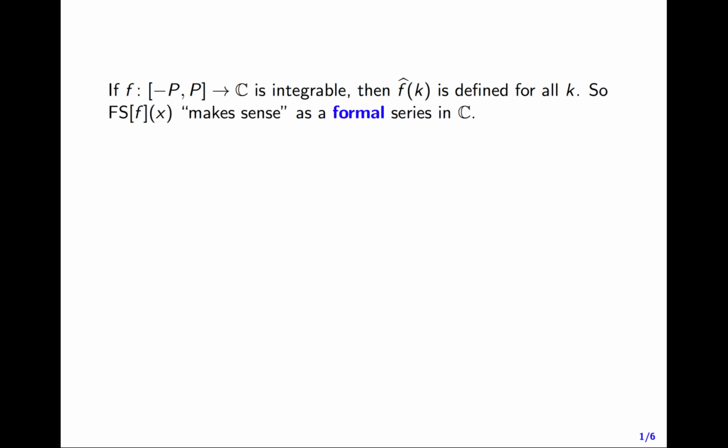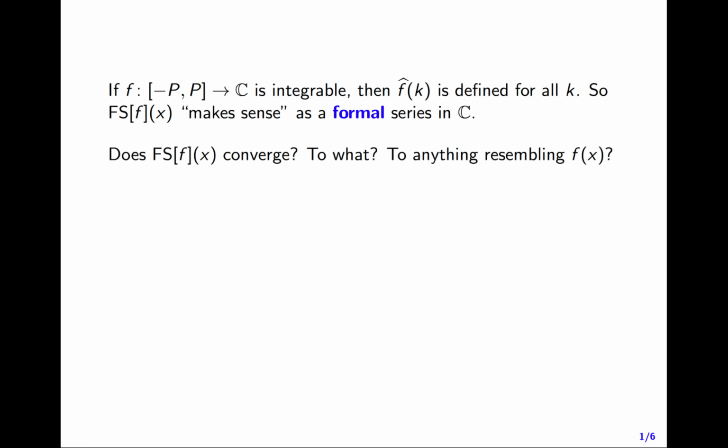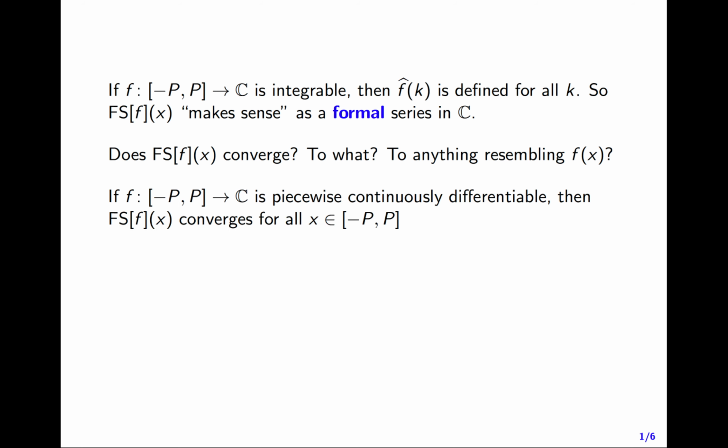And so the Fourier series for f at a point x makes sense as a formal series in the complex plane. We can write down the coefficients and all the terms in this series, just like we would have a series back in calculus, and then we can wonder about its convergence. So the questions are, does the Fourier series for f at x converge as a series in the complex plane, given a number x? To what does it converge? What is the sum or the limit of that series? Does it converge to anything resembling f of x, the function and the pointwise value we started with?